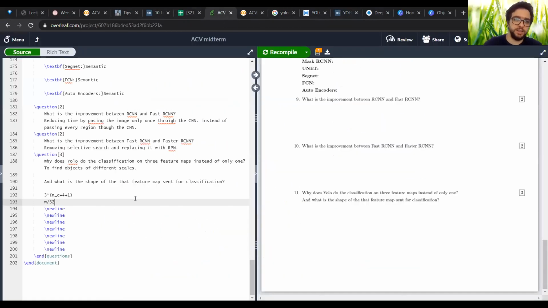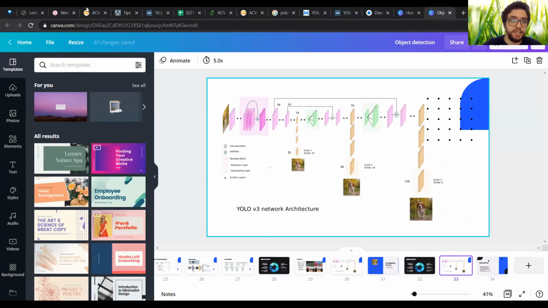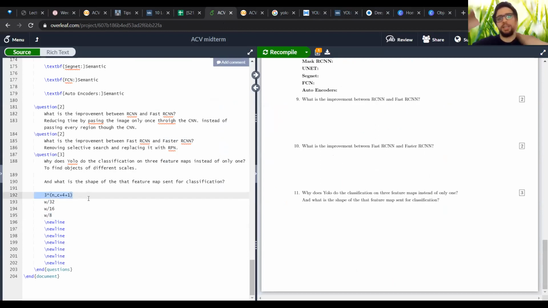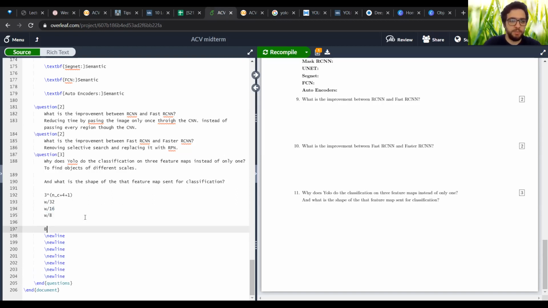Where are the answers? Yep. So width divided by 32, width divided by 16, and 8. Width divided by 8. So this is the size of the feature maps. So it's going to be batch size, width divided by 8, and the other dimension, the channels dimension. And the same thing for the height, right? So let's write it fully: batch, width divided by 32, height divided by 32, and the following number.